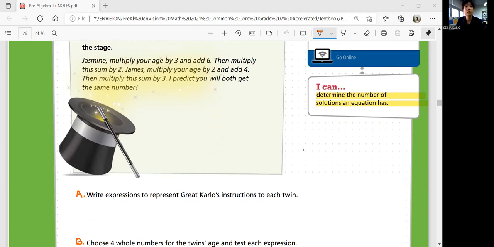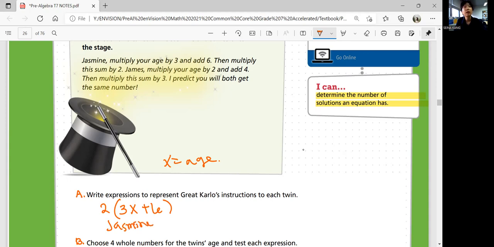So what are some expressions that we could do? Whatever Jasmine's age is, we don't know, but they're twins, so their age should be the same. So we can represent x to be the age. So x multiplied by 3, so 3x, and add 6. And then multiply this sum, the whole thing, by 2. That is for Jasmine.